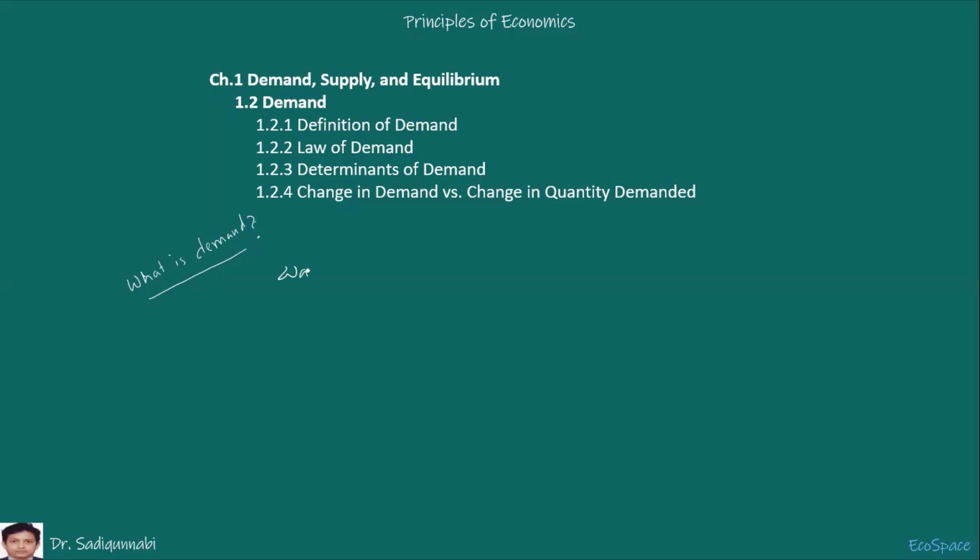This word may be want, or this word may be desire. One of the words may be willingness. Willingness to consume something. Okay. So these are words, similar words for demand, but they are not actually the demand.